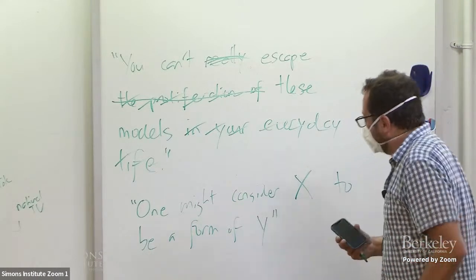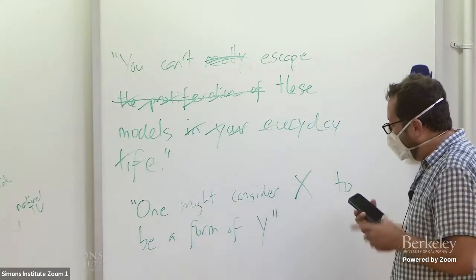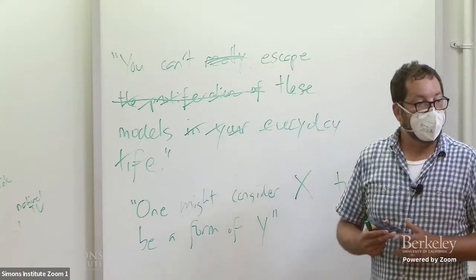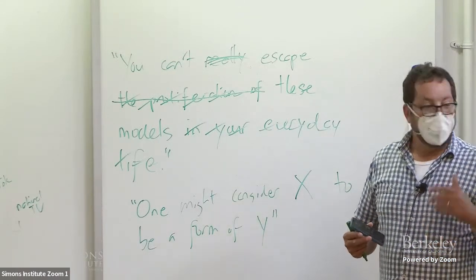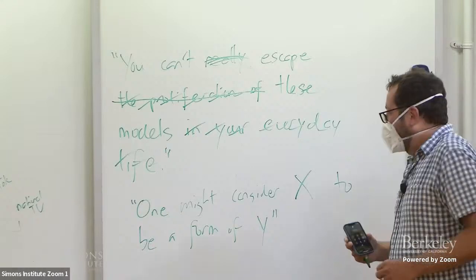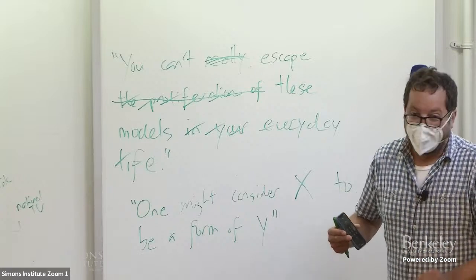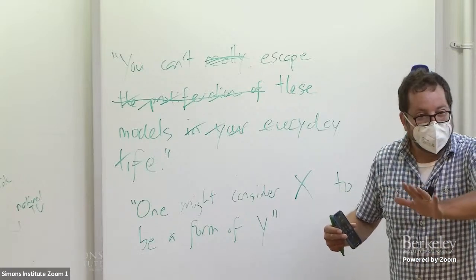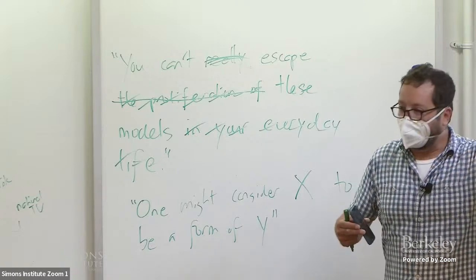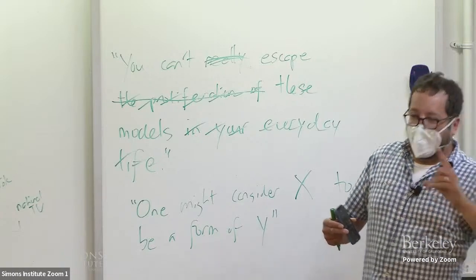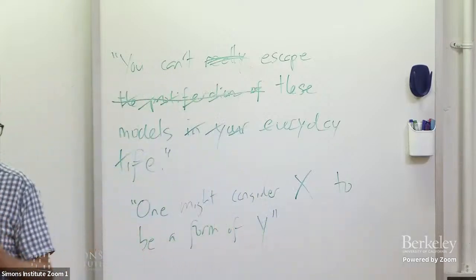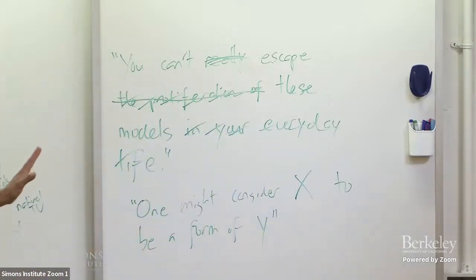But if we take a moment to look at what it's doing, this is what I mean when I talk about the voice from nowhere that we like to use in academic writing. Because what am I really saying? I'm saying I consider X to be a form of Y. But that seems a little aggressive. I don't want to say that. So I'm going to say some impersonal one is saying that. But even that seems too forceful. So I'm not saying one does consider it. I'm saying one might, in some counterfactual world, give oneself permission, whoever one is, to do that.